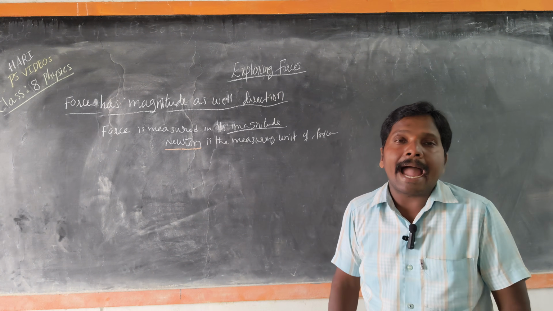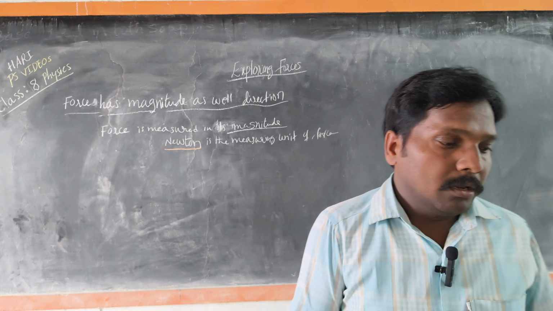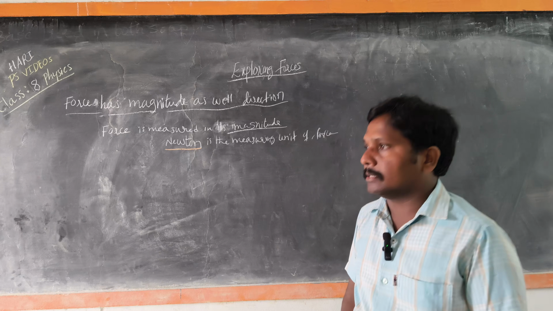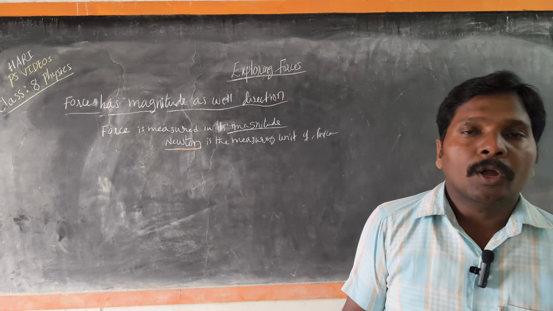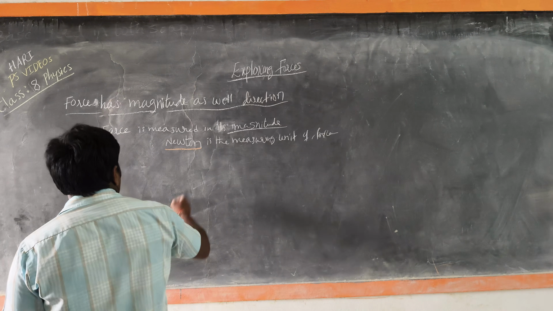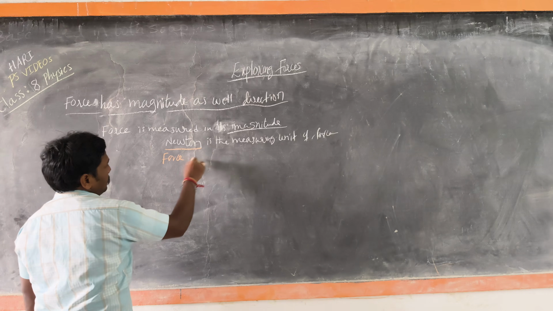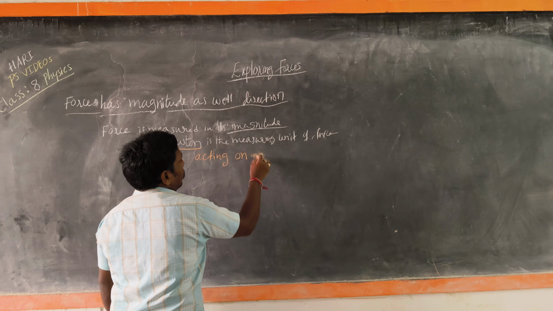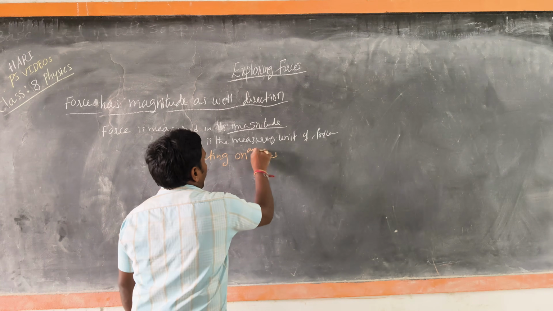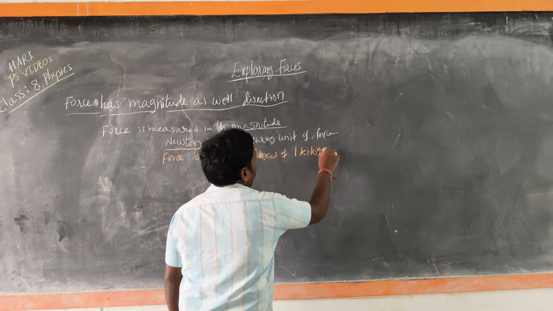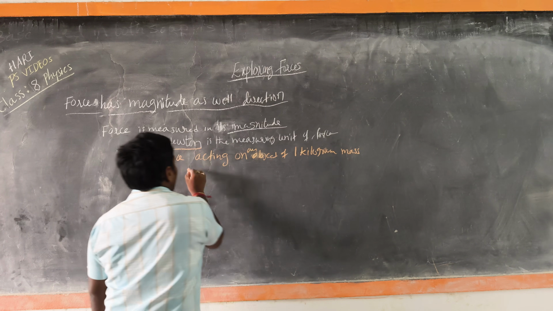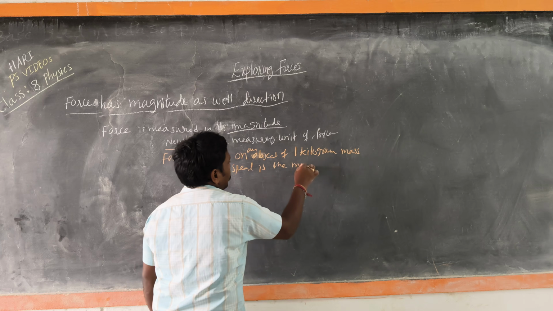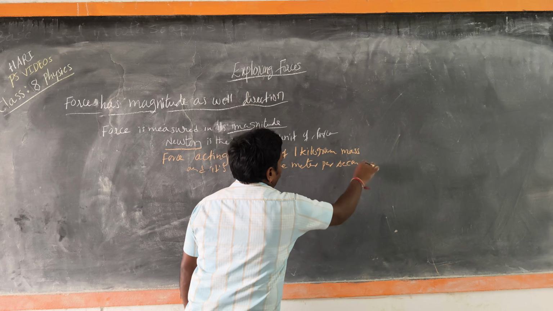So 1 Newton is the force acting on an object of 1 kilogram mass at a speed of 1 meter per second. Newton means force acting on an object of 1 kilogram mass, and its speed is 1 meter per second.